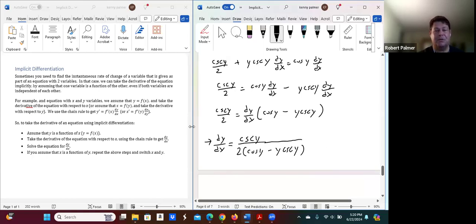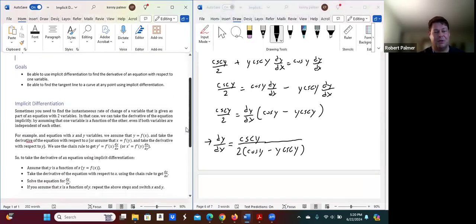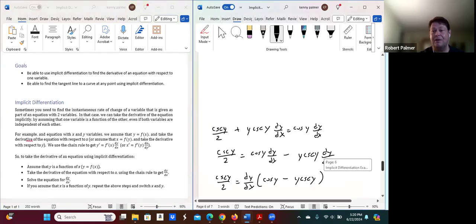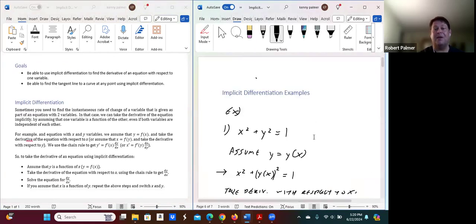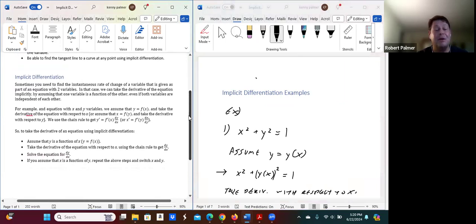Okay, so let's review what we learned so far today. What we learned is another technique of differentiating called implicit differentiation. So if we have an equation like we started out with, the circle or something like that, and we need to find the instantaneous rate of change at any point along the graph, we can assume that one variable is a function of the other variable. It doesn't matter which one we pick. And then basically take the derivative with respect to what we think of as the independent variable.